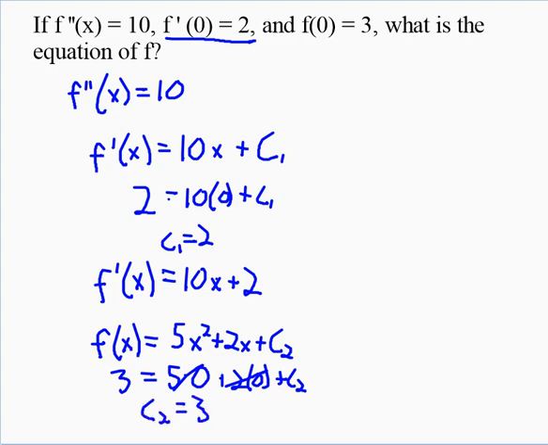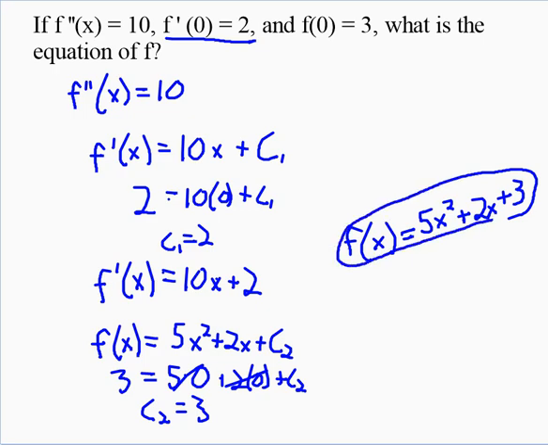And now that we know that, we know what our function is. F of x is equal to 5x squared plus 2x plus that constant that we found, so plus 3. And there is the function they were looking for.